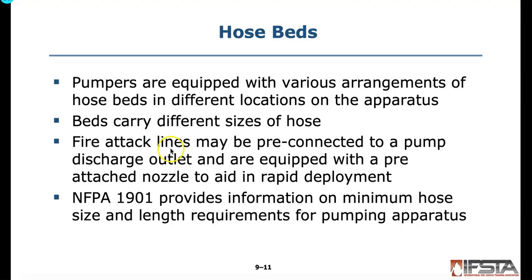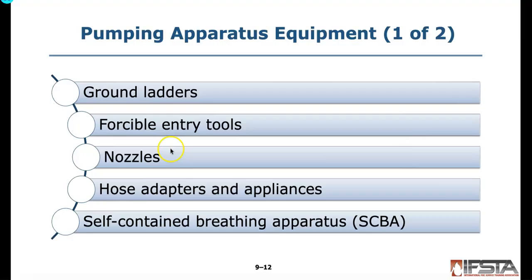Okay. Those lines are going to have a nozzle attached to them. There are several different kinds of nozzles. We'll cover that a little bit later in this chapter. NFPA 1901 provides the information on the minimum hose size and length requirements that you need for an engine. Some of the equipment we carry: not a ton of ground ladders.